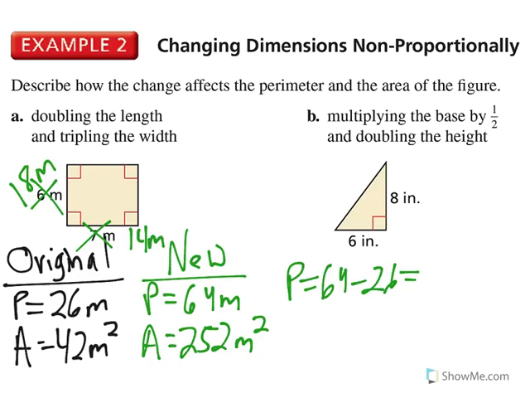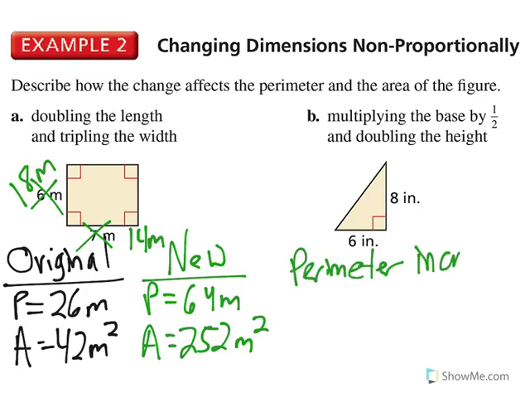When I do that, it changes positively by 38, so I would end up saying that the perimeter increases by 38 centimeters, or meters, sorry.